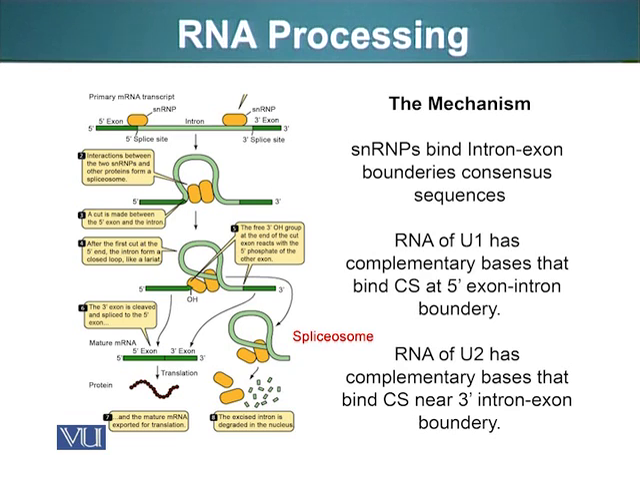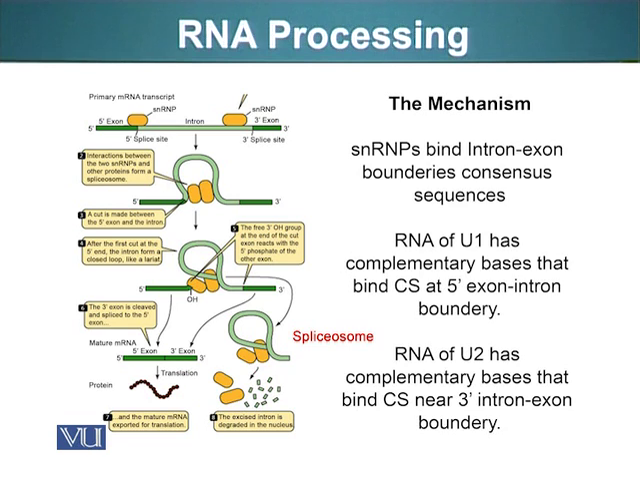Here in the cell, we have special protein RNA complexes called SNRPs, small nuclear ribonucleoprotein particles, abbreviated as snRNPs, or pronounced snurps. There are two types of SNRPs. One of the SNRPs binds the 5' end of the intron. The other SNRP binds the 3' end of the intron.